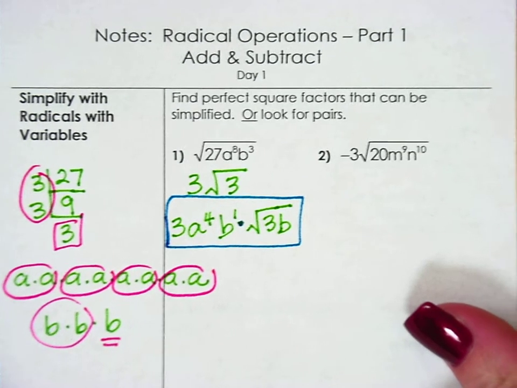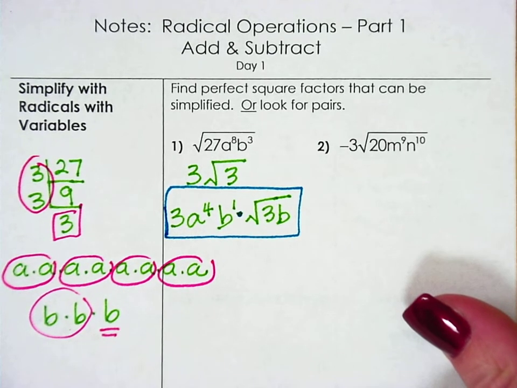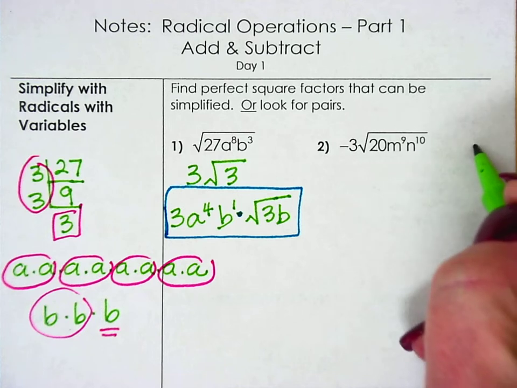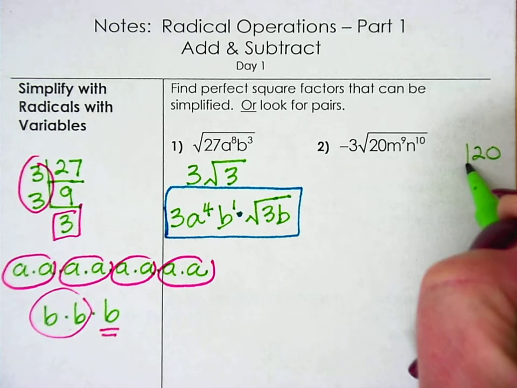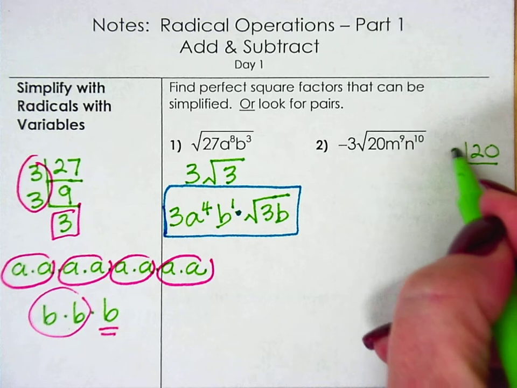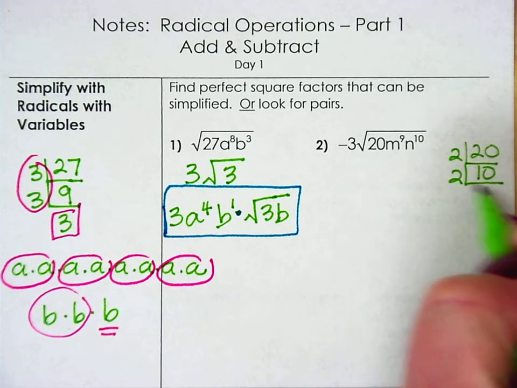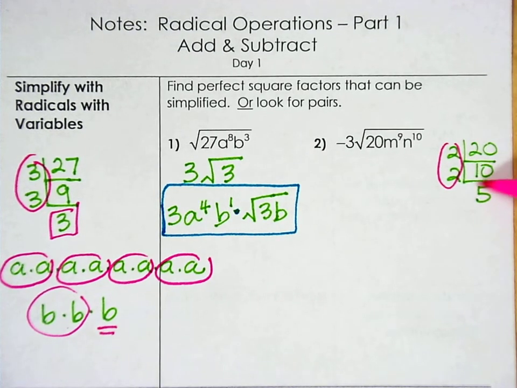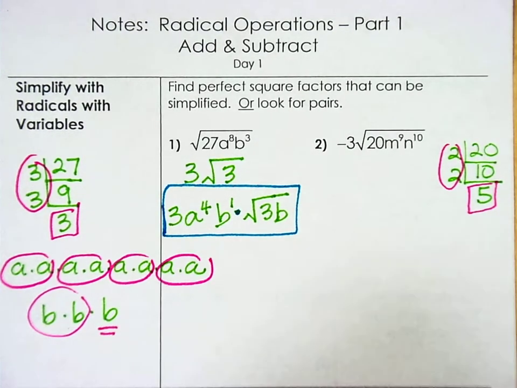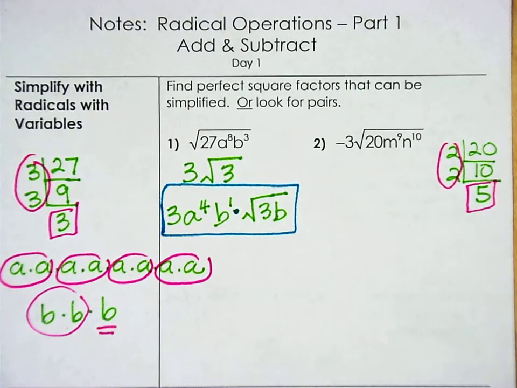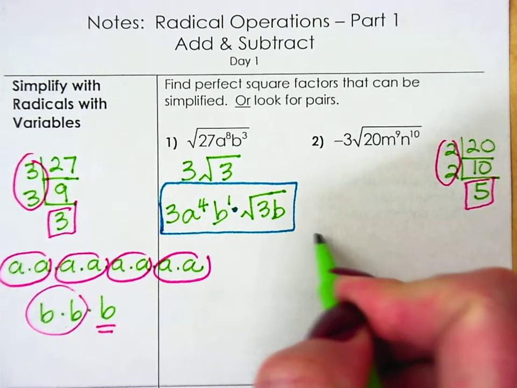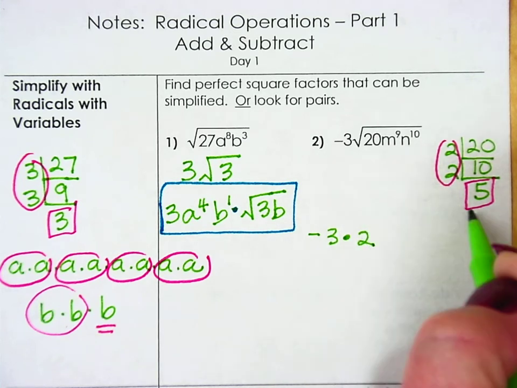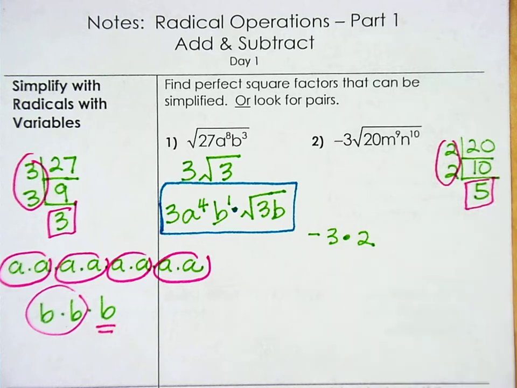Okay. Let's look at another example. So inside the radical, I have that 20, so I'm going to take the time to go ahead and break down the 20. So 2 times 10, 2 times 5, got down to the prime numbers, so I have a pair of 2's with a 5 left over. So this becomes -3 times my pair of 2's, and then I have a 5 left on the inside.